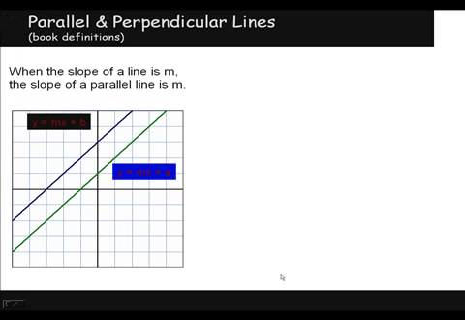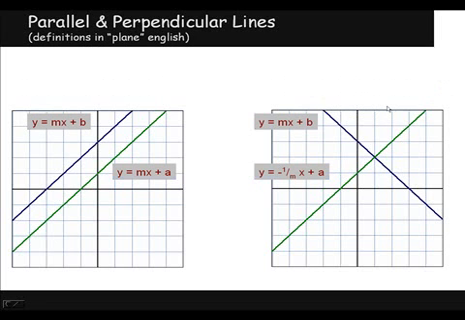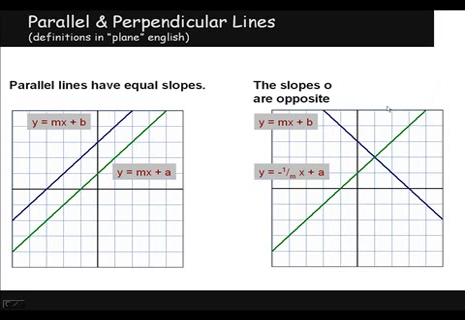These are the book definitions of parallel and perpendicular lines. It says when the slope of a line is m, the slope of a parallel line is m. That's a fancy way of saying that they're the same. When the slope of a line is m, where m is not 0, the slope of a perpendicular line is negative 1 over m. That's a fancy way of saying they're opposite reciprocals. So let's put that in plain English. Parallel lines have equal slopes, and the slopes of perpendicular lines are opposite reciprocals. I would try to memorize this kind of language as opposed to the general book language that we would see.